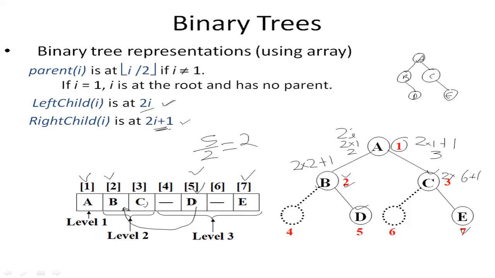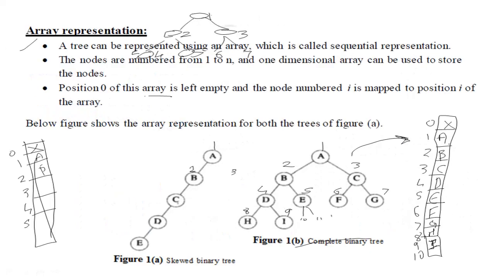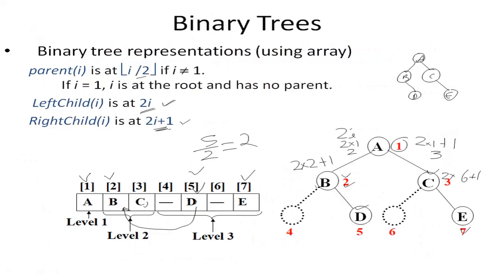Similarly, for any other node you consider, you will get the parent at location i by 2. For any node, you will get the child node at location 2i, left child at 2i and right child at 2i plus 1. Now with this background, you can again just check this. So this is a complete binary tree. This particular tree in this array is clear how I have saved it. Okay, it is same as this example.